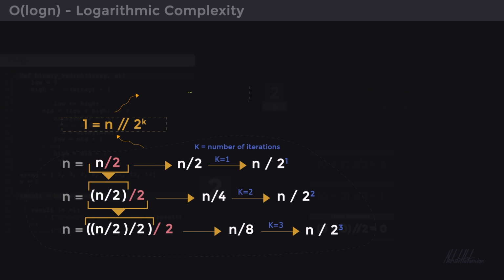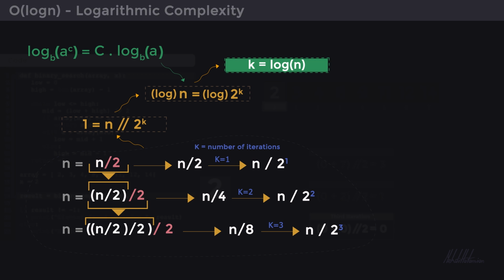Rearrange the formula to solve for n and take the logarithm base 2 of both sides. By using the property of logarithms, as is observed above, we can get the final solution. The number of iterations required to reduce n to 1 by repeated division by 2 is log base 2 of n. Logarithmic time complexity is denoted by big O of log n.